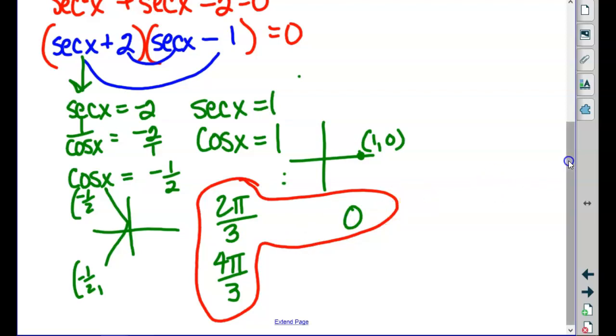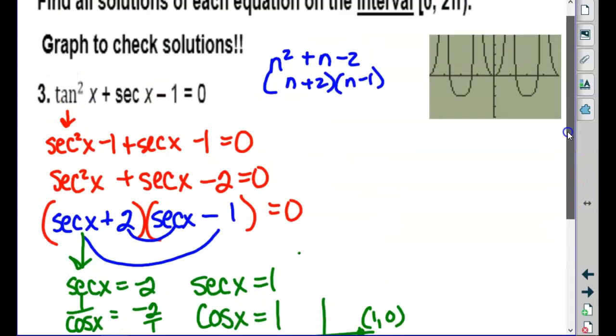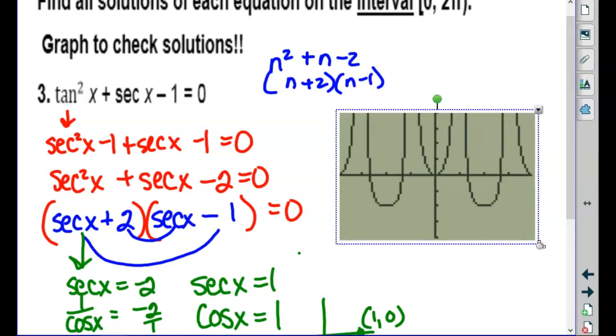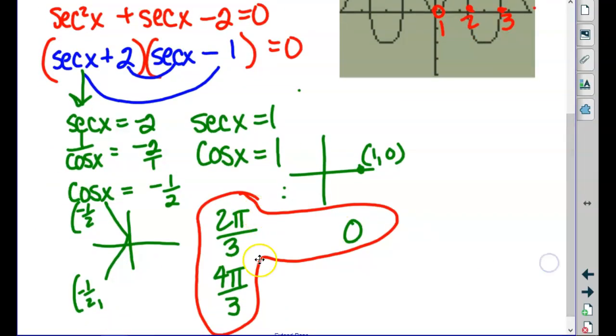Now, I do have a graph here of this one. It's not a good window though. I don't know why I put that on here. But doesn't it appear that if this is 0, 1, 2, and then again at 2 pi, so there's 1, 2, 3 solutions before 2 pi? Everybody thinking we're okay? That supports our answer here.